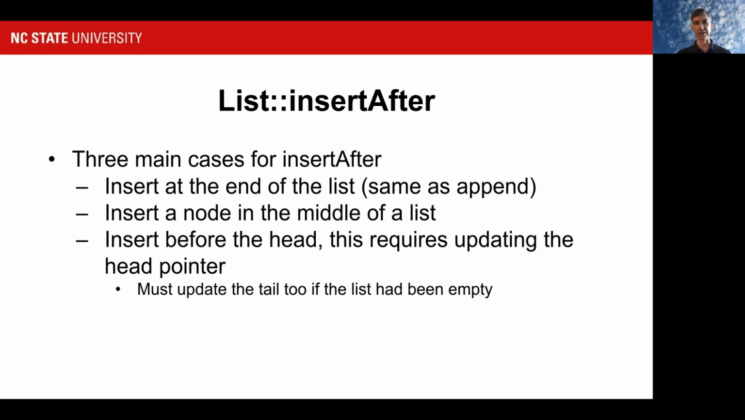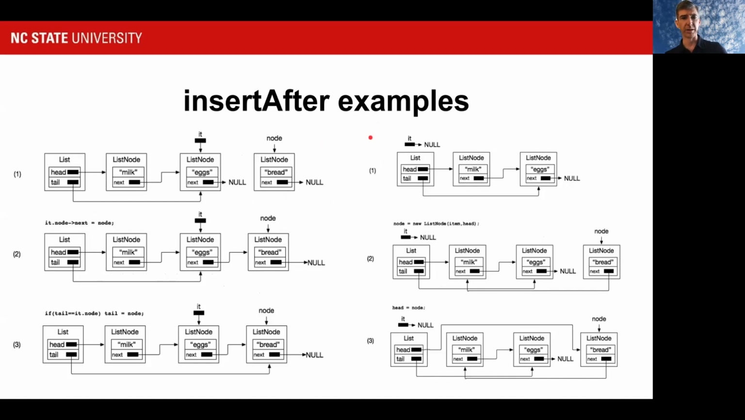We might want to insert at the end of a list, so we could pass in an iterator to the tail and then append something to the list. By doing that, we could insert a node in the middle of the list, or we could insert before the head by passing in a null pointer. And in the chance that our list is null, and we use this function to insert into a null list, then we need to update both the head and tail pointer in that case. So I'm going to go through a few examples of this.